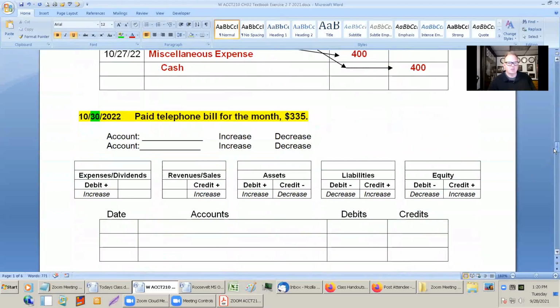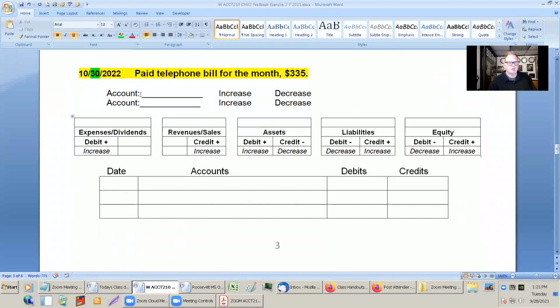Okay, so we have. You know, if I had been smart, I would have cut that and pasted it. But okay, here we go. Utilities expense. And as bad as I am at writing, I think that I would doubly cut and paste that.